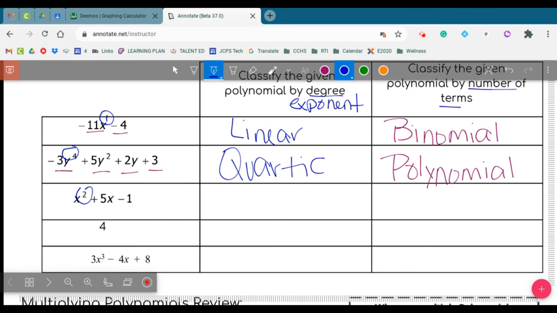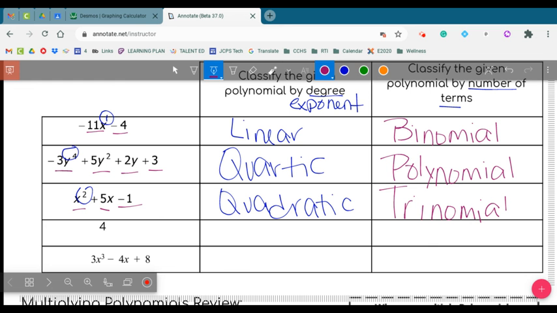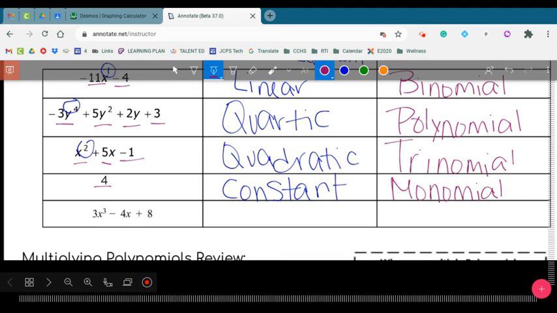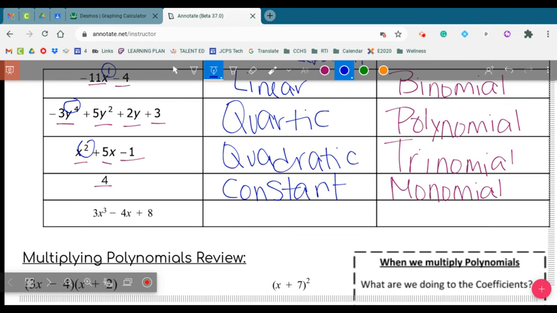Next one, your biggest exponent is 2, so this is quadratic. You have 1, 2, 3 terms, so it is a trinomial. Next one, there's no exponent, or there's no variable, so it's called constant. There's 1 term, so it is a monomial. The next one, I have a biggest exponent of 3, so this is cubic. And it has 1, 2, 3 terms, so it is a trinomial.